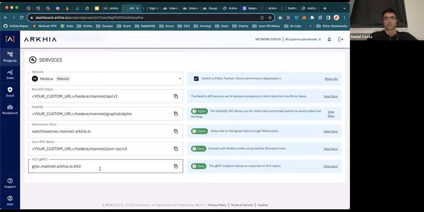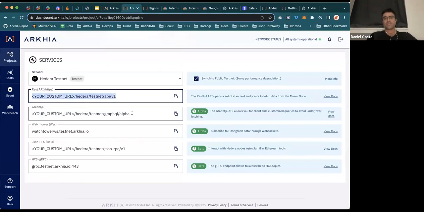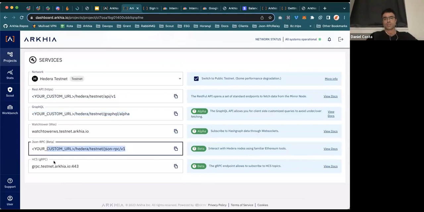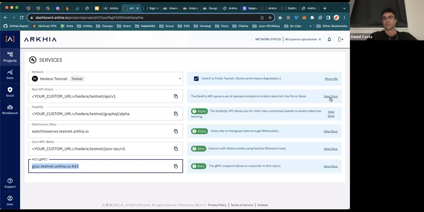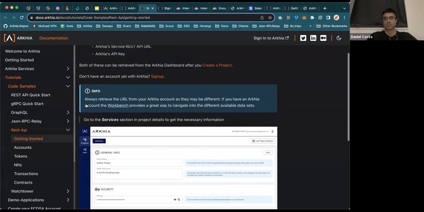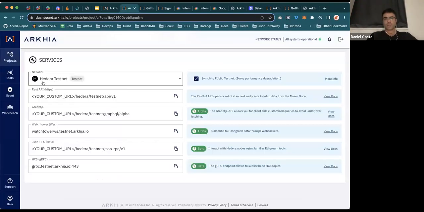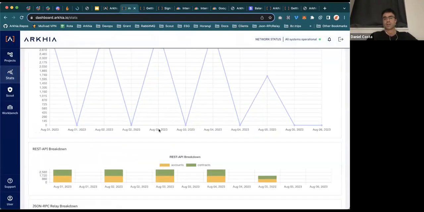These are our current services. We have Hedera testnet and mainnet. Maybe at the beginning you work with testnet. So here's the API for your REST API, GraphQL, JSON RPC. We also have the gRPC endpoint if you need it. And it's very easy: if you want to see how things work, you can just come here and we'll take you to the documentation, where we have a lot of code samples as well, straight off.